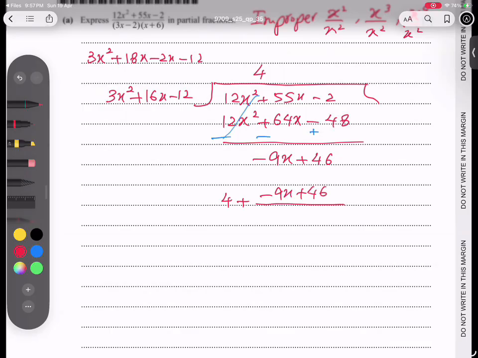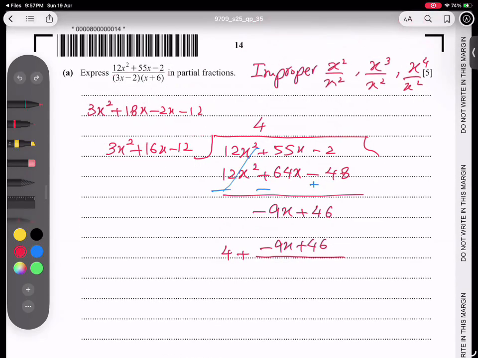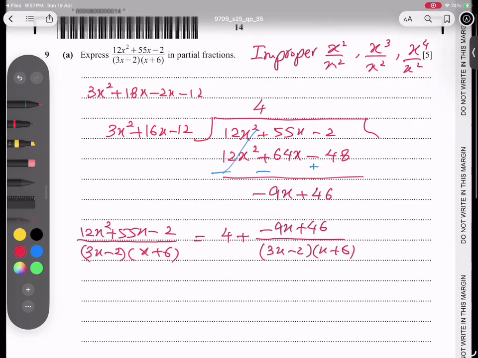And what to write here? This divisor, or this number, same thing. So I'm writing 3x minus 2, I'm writing x plus 6. So this basically equals this one: 12x square plus 55x and negative 2 over 3x minus 2 times x plus 6. Is the question completely done? Not at all.